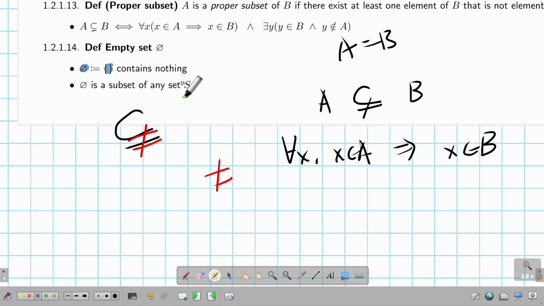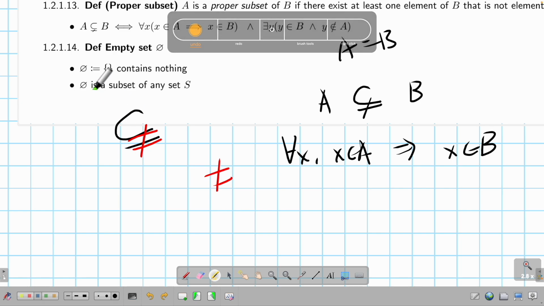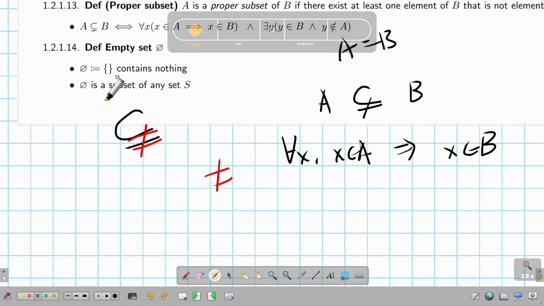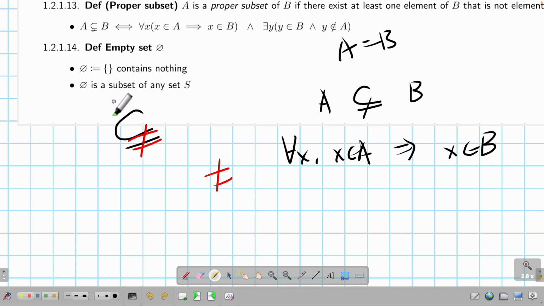Okay, they are just 2 symbols writing the same thing. This is called the empty set. This is basically writing the 2 brackets and then saying there's nothing inside the empty set. Okay, and since nothing always belongs to everything, this is always a subset of any set, including itself.